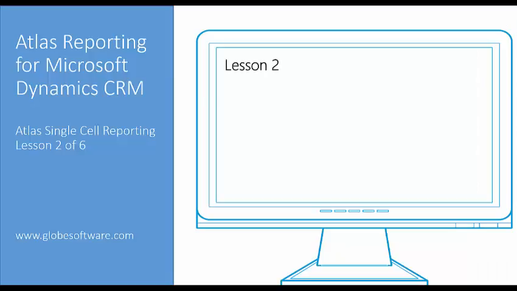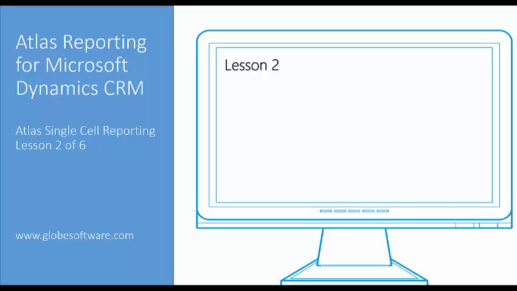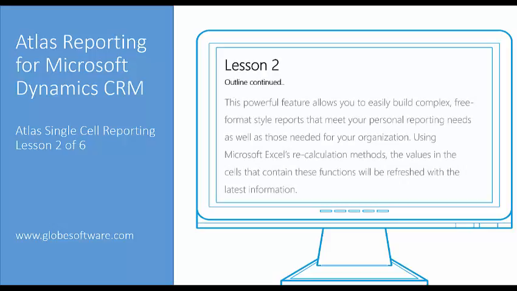Atlas Reporting for Microsoft Dynamics CRM, Single Cell Reporting, Lesson 2 of 6. Outline. These formula-based functions are used to return a value, numeric or text, into a cell or context control in your document. This powerful feature allows you to easily build complex, free-format style reports that meet your personal reporting needs as well as those needed for your organization.